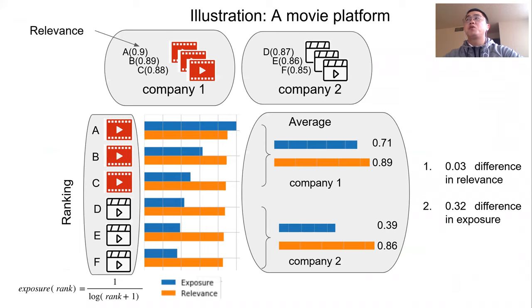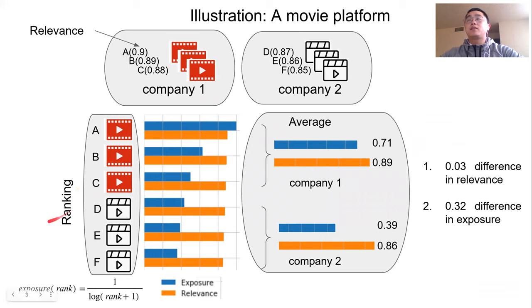Let me first give you a motivating example. Here we have two companies, company one and company two. Each company has three movies. Company one has movies A, B, C. The number here indicates its relevance, how likely a user will like this movie.